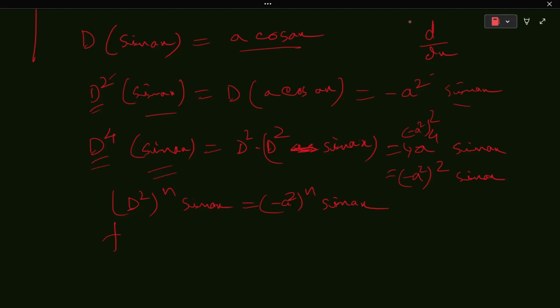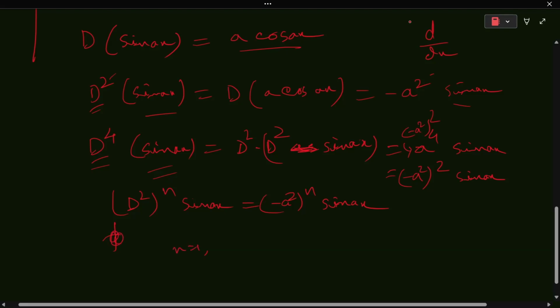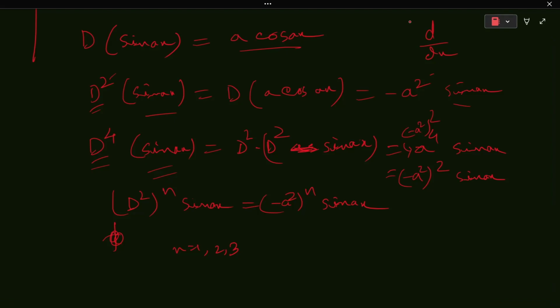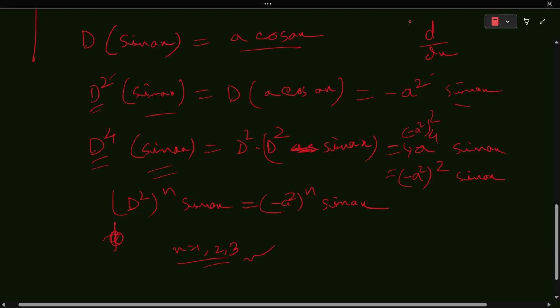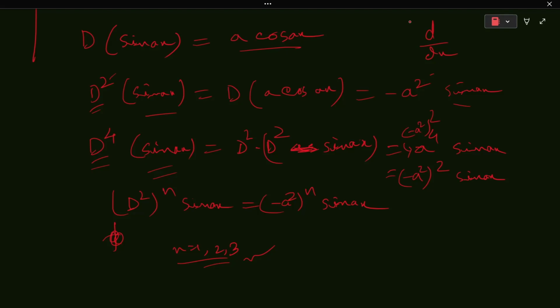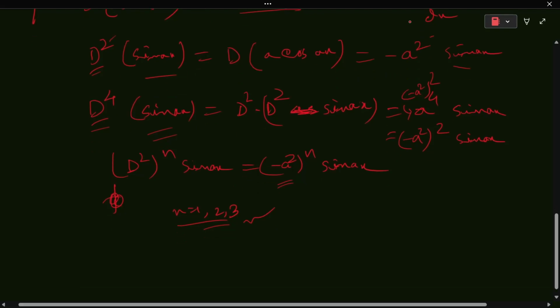So the point is that d square is going 2, 4, 6. Why do we write n? The minimum value of n is 1, so 1, 2, 3. If n equals 1, then 2 times 1 means 2, 2 times 2 means 4, 3 means 6, and so on. We also have sin x as the result, and the constant term comes out as minus a square, the whole square cube, to the power n.